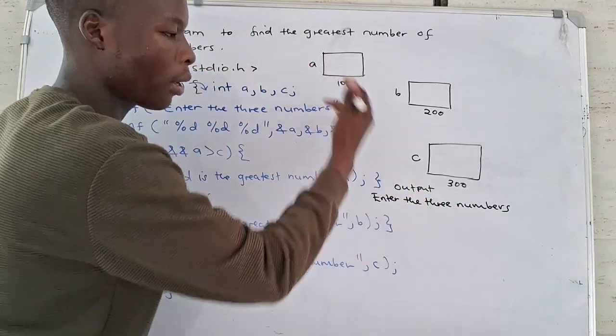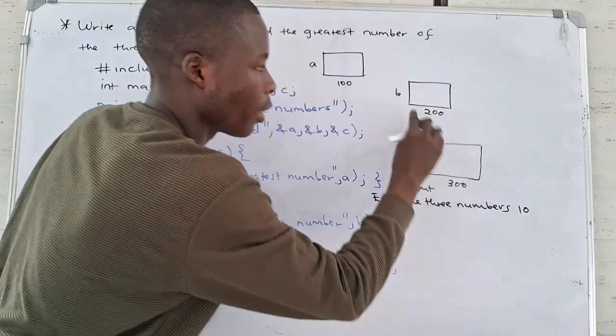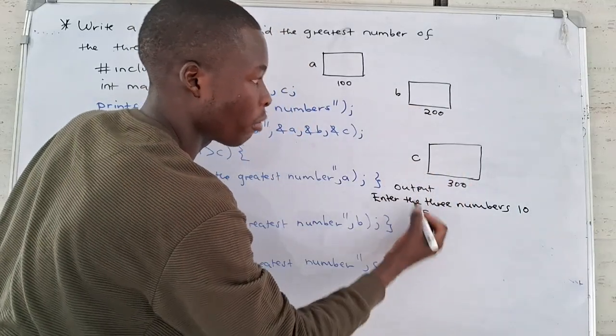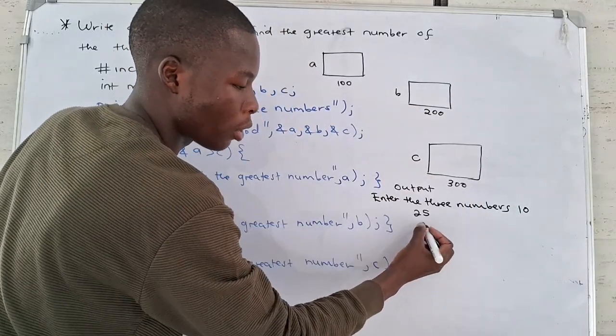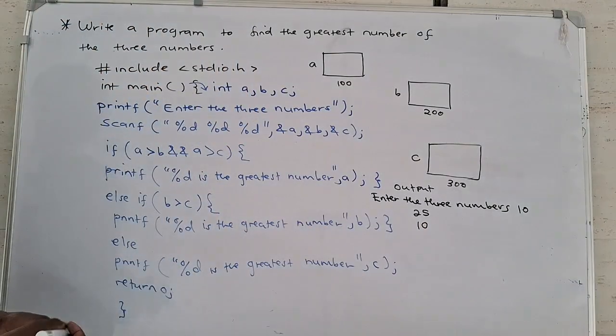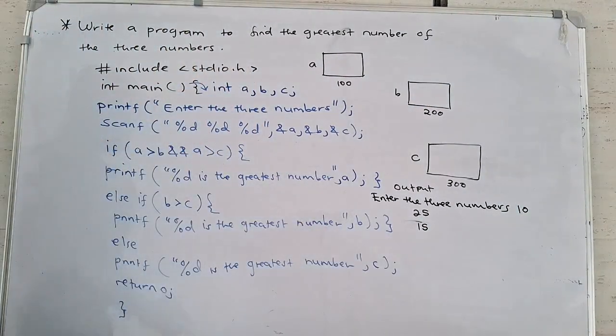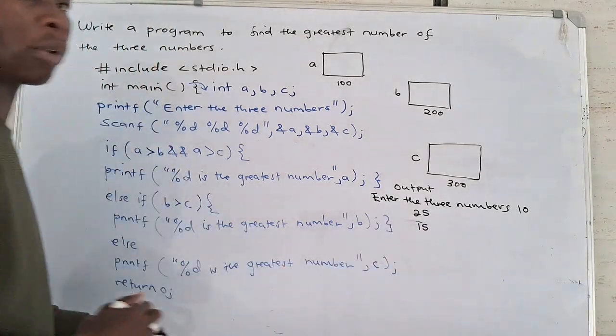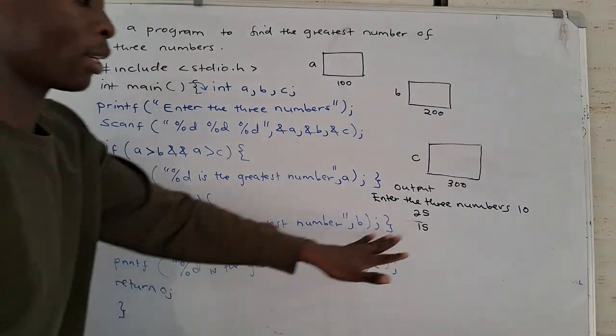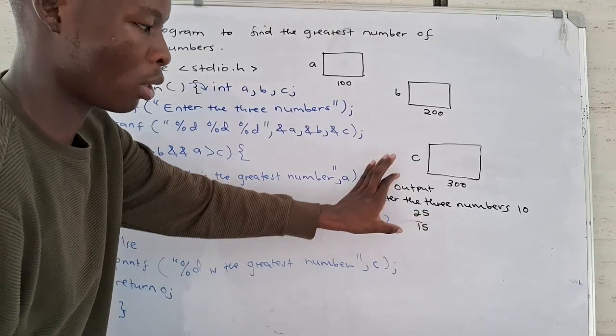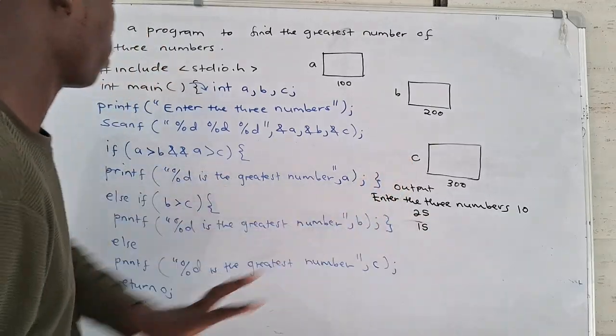Suppose the first number you have entered is 10, and the second number you have entered is 25, and the third number you have entered is what? 15. So this is the output. This is what you are going to see.